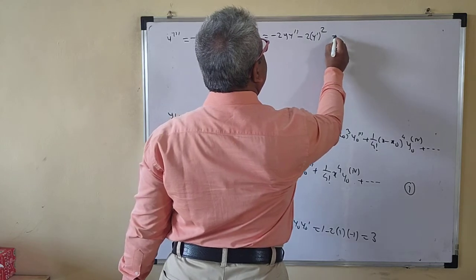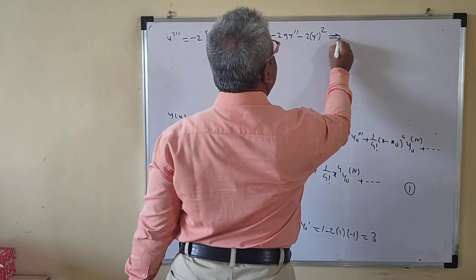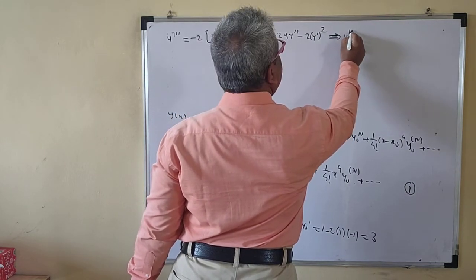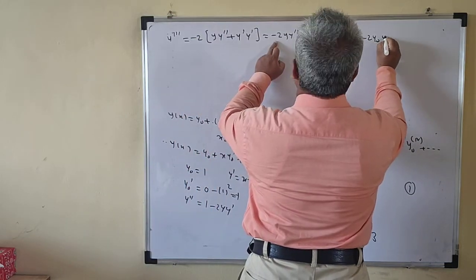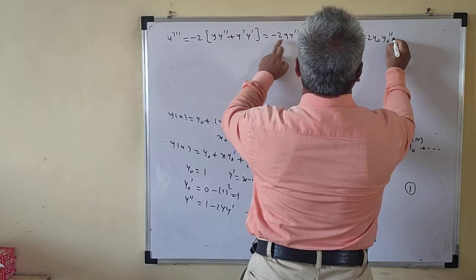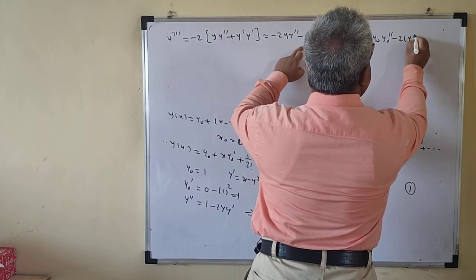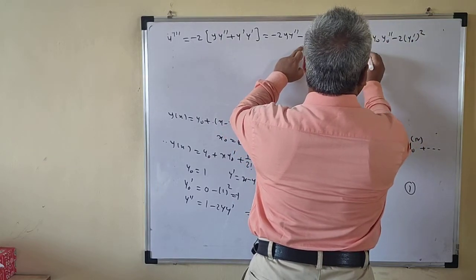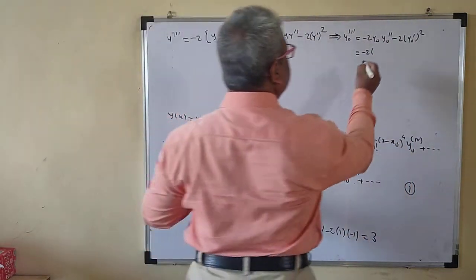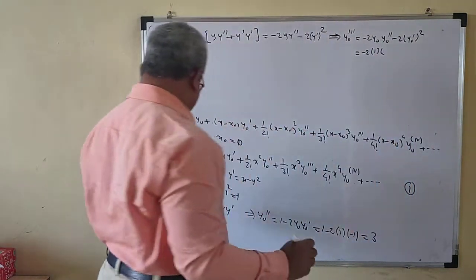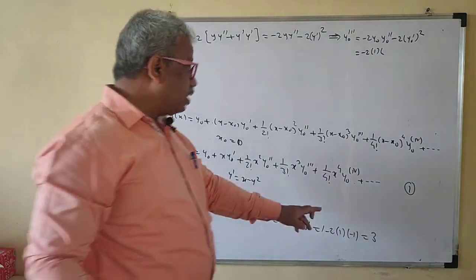Now this implies that y naught triple prime is same as minus 2 y naught y naught double prime minus 2 y naught prime square. So this is minus 2, y naught is 1, and y naught double prime, which we have just calculated, is 3.